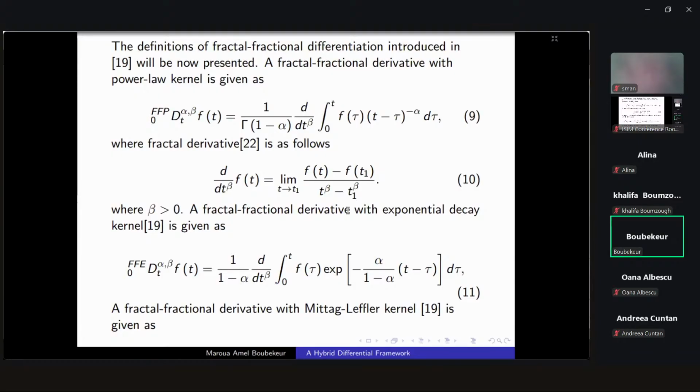I show the fractal-fractional derivative. This derivative introduces a new parameter called beta, which represents the fractal nature of time. This means that time does not always progress uniformly in a real biological system.